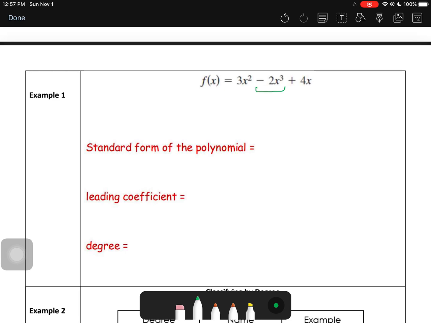So we'll find the largest exponent term, and then the next largest exponent term, down to the smallest exponent term. When it is written in standard form, the leading coefficient is the number that is in the front of the entire thing, and the degree is the largest exponent that we see, which is to the third degree.